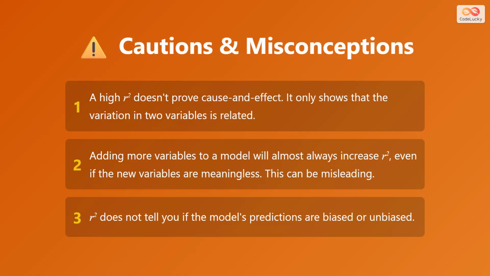Be careful. R-squared does not imply that one variable causes the other, it only shows a relationship. Also, simply adding more inputs to a model can inflate the R-squared, even if they're useless, which can be misleading. Finally, R-squared doesn't tell you if the model is biased.